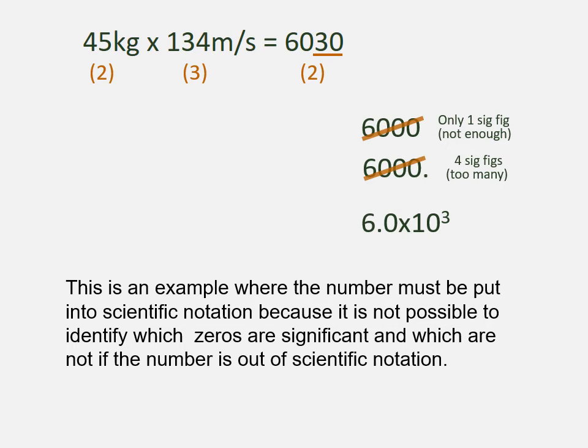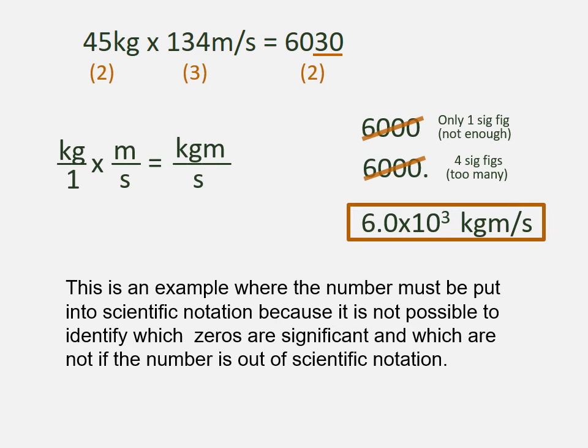Now for my unit. I've got kilograms, so that'd be kilograms over 1, multiplied by meters over seconds. Nothing factors out, so in the numerator, I have kilograms multiplied by meters, and on the bottom, I have seconds. So my unit is kilogram meters per second, which seems odd, but that is the unit for something we call momentum.